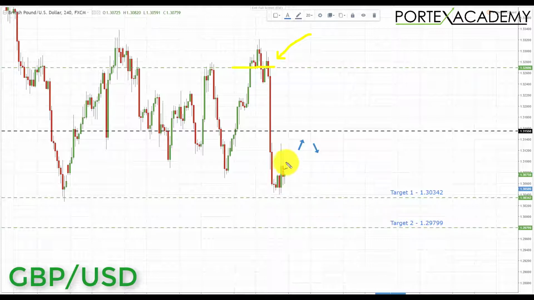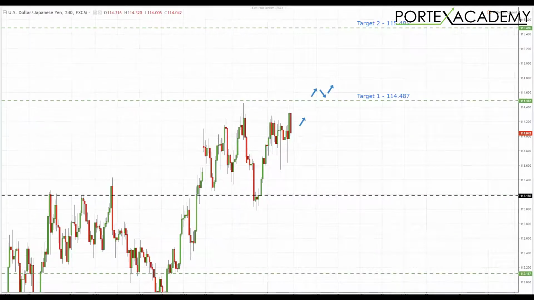What we're looking for is a correction to take place, having broken the key area of support at 1.3155, possibly retesting this as resistance. If we get this kind of price action, we'll be looking for bearish formations and patterns, and we're going to look to short this pair down towards the first target and key area of support, which has just been missed over here, at 1.30342. We're also looking for a break through this area and further declines down towards the secondary target at 1.29799, which is the next key area of support in the pound US dollar.